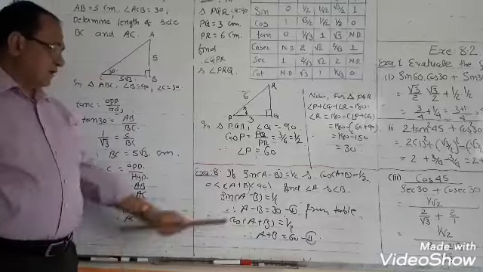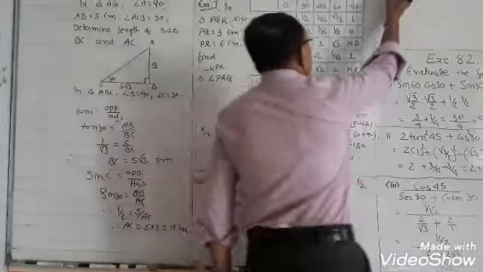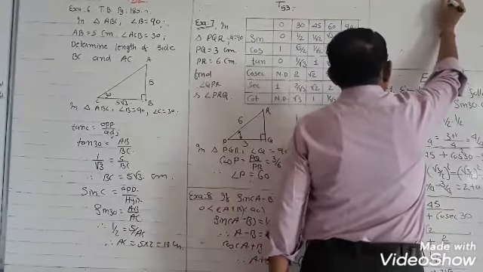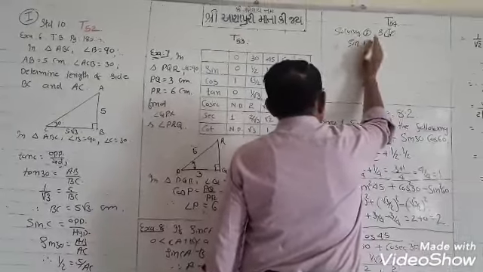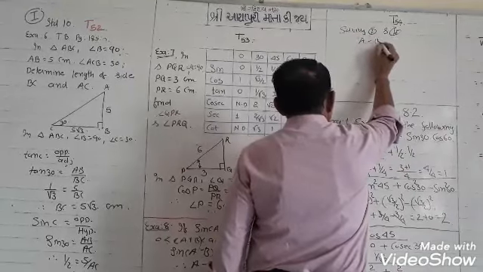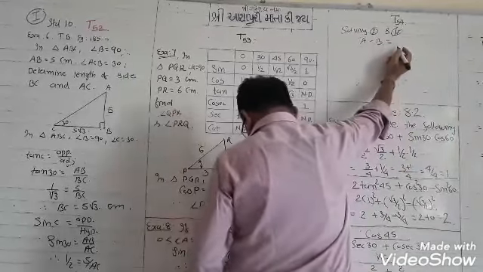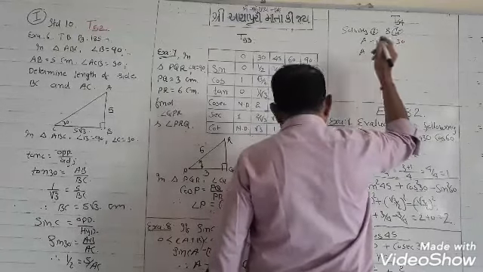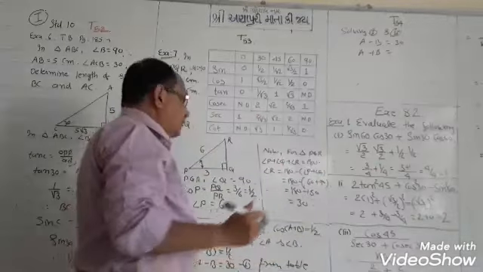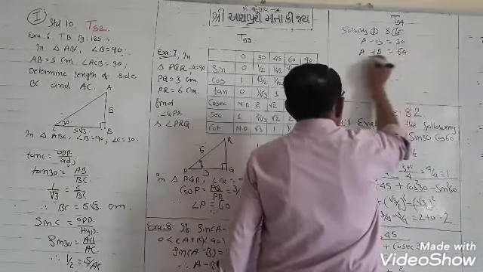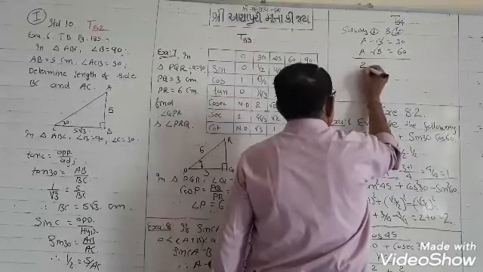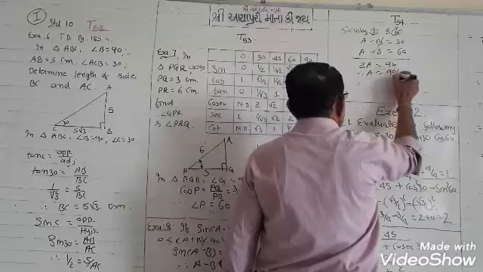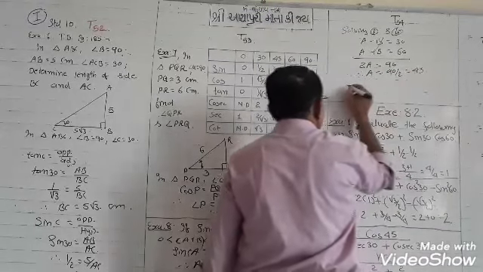These are linear equations. Solving 1 and 2: A minus B is equal to how much? 30. And A plus B is equal to how much? 60. So B is cancelled, 2A is 90. Therefore, A is equal to 90 divided by 2, which is 45.